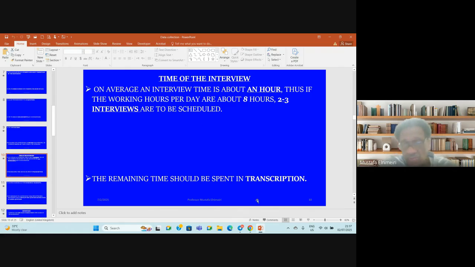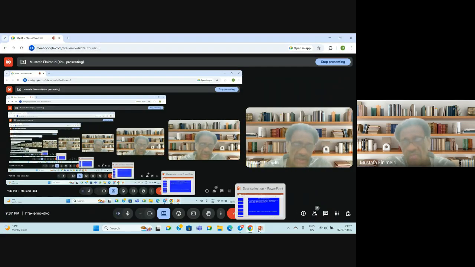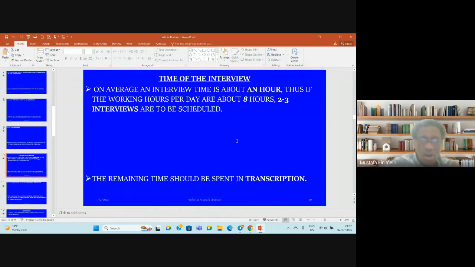As for the time of the interview, we can think of about 1 hour, which should be quite enough to ask most of the questions. If we consider that the working day is about 8 hours, then only 2 to 3 interviews can be scheduled and implemented during the 8 hours. The remaining time should be spent on transcription of the interviews and the details of the information obtained through them.